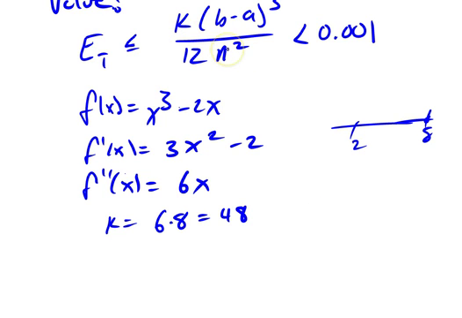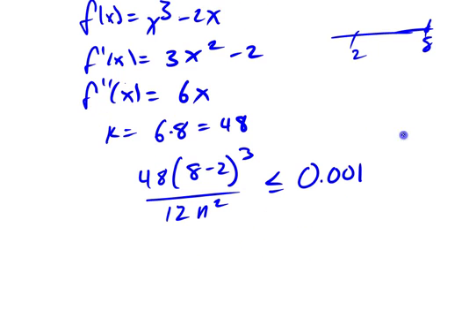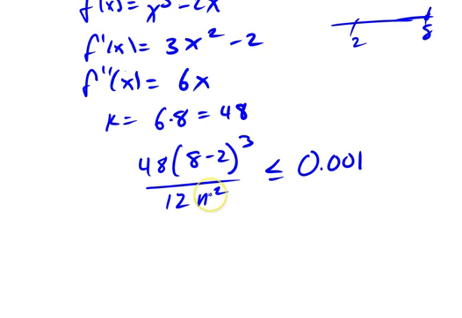Now what I'm going to do is plug that in, and then I've got to figure out what n is. So I've got 48 times (8 minus 2) cubed, that's b minus a, over 12n squared. We want that to be less than or equal to 0.001. And what I'm going to do now is just solve for n. So multiply both sides by n squared. The 48 divided by 12, that's actually kind of nice. That's just 4. So I've got 4 times 6 cubed on the top.